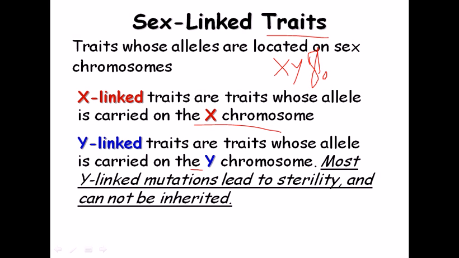It depends on the type of disease we are talking about. If the disease is present on the X chromosome, we call it an X-linked trait. If it is present on the Y, then we call it a Y-linked trait. Now most Y-linked mutations lead to sterility and cannot be inherited. That's the basic part, because if something is wrong in a Y chromosome, which can only be found in males, it makes them sterile. As a result, there is no reproduction, and so there will be no inheritance of that particular trait.